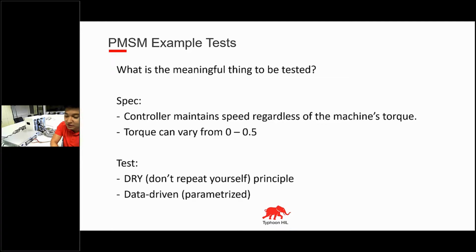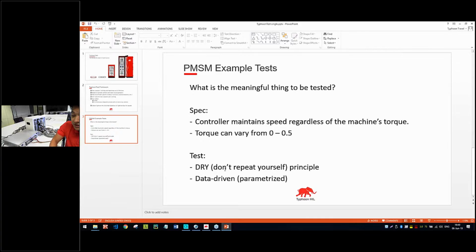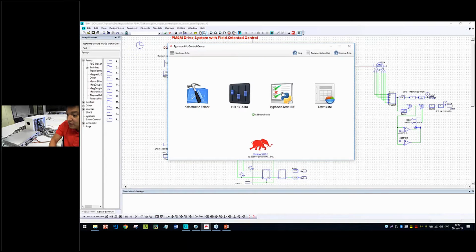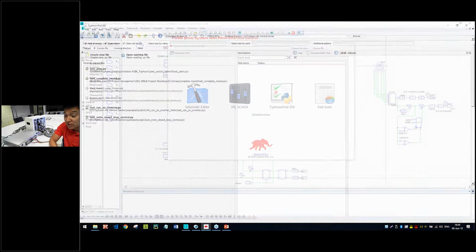Basically, we have this little spec that we need the controller to maintain the speed at the reference of 300 RPM, based on the torque variation that can be from 0 to 0.5. And I'm going to show you a test example that implements some nice features and some good practices on writing tests. It's also an example of a data-driven test, that is, a parameterized test. For that, I'm going to open Typhoon Test IDE, which is our graphical user interface for creating and running tests.